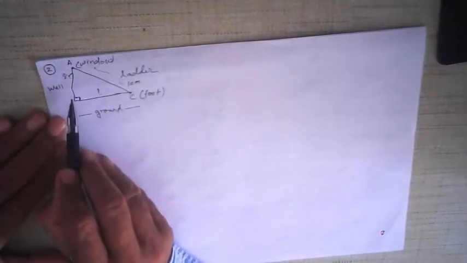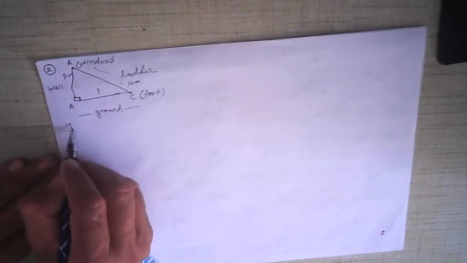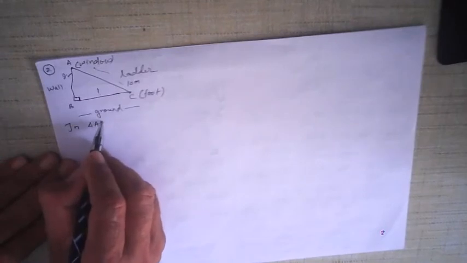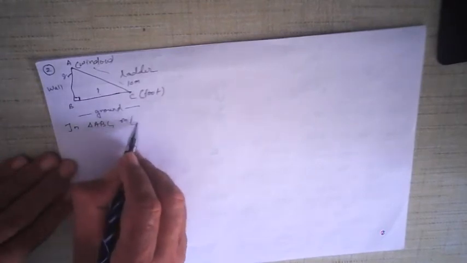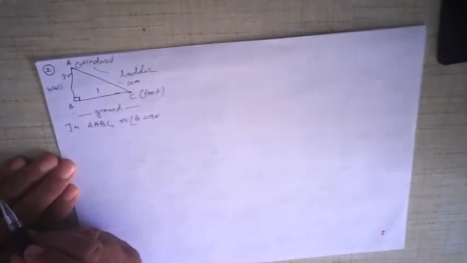Remember, the wall is upright and the ground is horizontal, so there is 90 degrees out here. So in triangle ABC, the measure of angle B is 90 degrees, because the wall is always perpendicular to the ground.